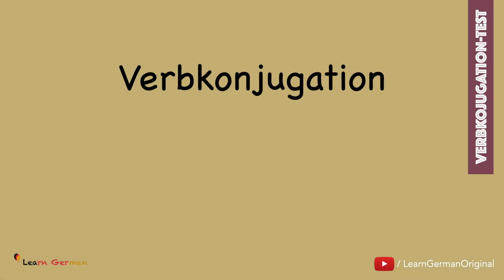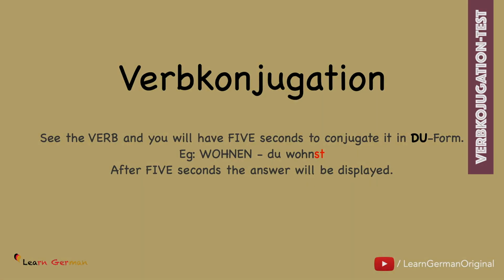Verb Conjugation. See the verb and you will have 5 seconds to conjugate it in the du form. For example, wohnen, du wohnst. After 5 seconds, the answer will be displayed. So, let's begin.